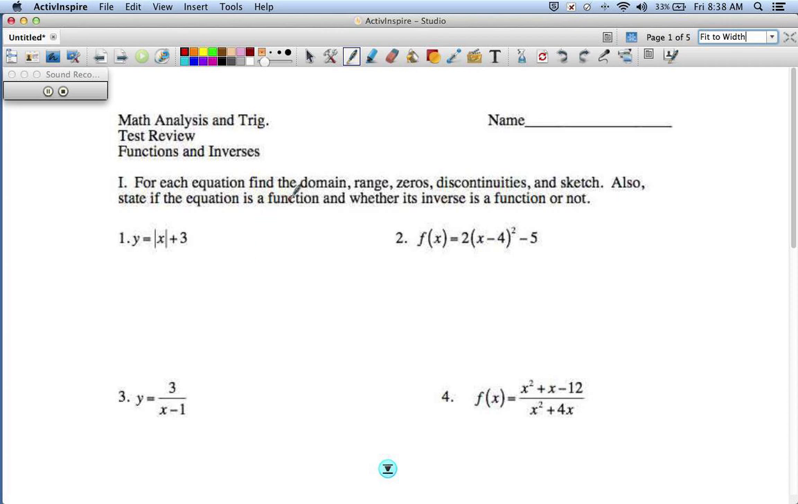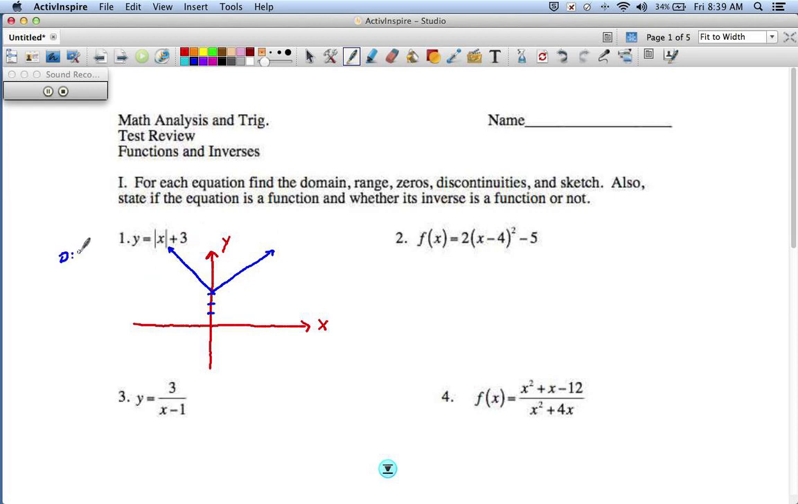So here in part 1, we're going to find the equation, the domain, range, zeros, and discontinuities, and of course sketch for all 4 of them here. So absolute value, we know what the parent graph looks like. So we will sketch our graph here. Now the only thing that happens is that we moved up 3 on this graph. So got our axes in red, I'll make the graph itself in blue. So I go with a slope of 1 in that direction and a slope of 1 in that direction.